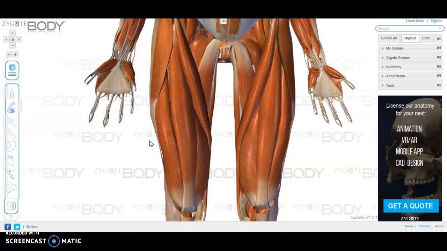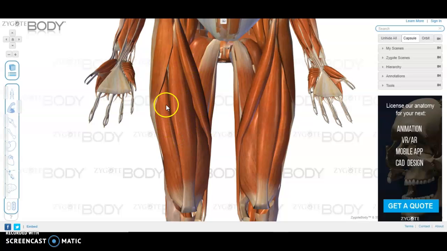This video is for the A&P Module 5 lab assignment. The assignment was to visualize and identify 6 of the appendicular muscles. The first one I've selected is this muscle. It is the sartorius muscle.